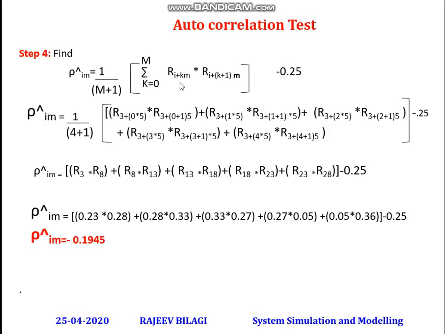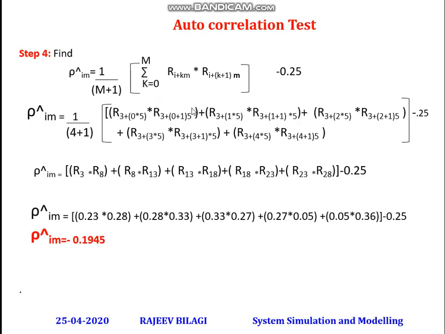So R3 plus k value is 0, 0 into m value is 5. So R3 plus 0 into 5, times R of (i plus k plus 1) where k is now 0, so 0 plus 1. That is R3 plus 0 plus 1 into 5. Okay, so this value you will get when k is equal to 0.